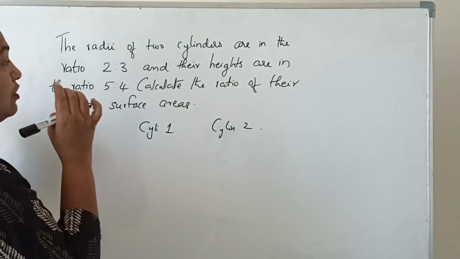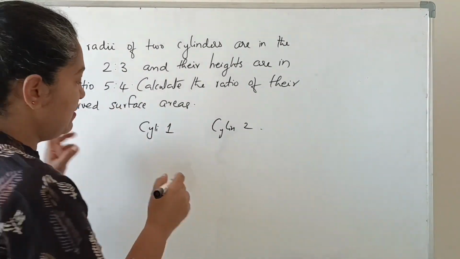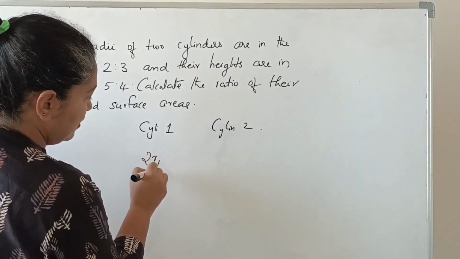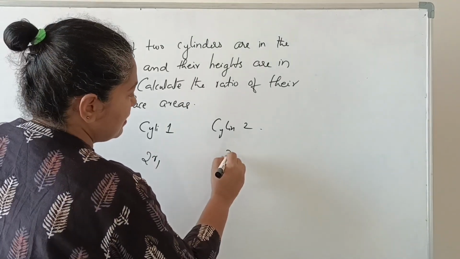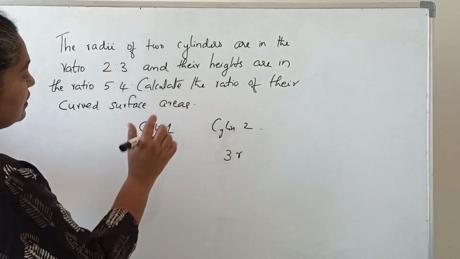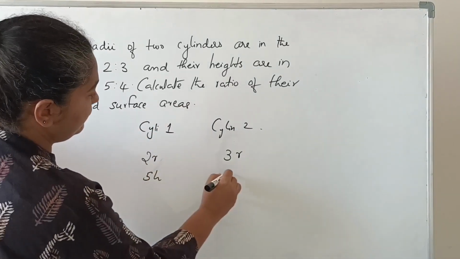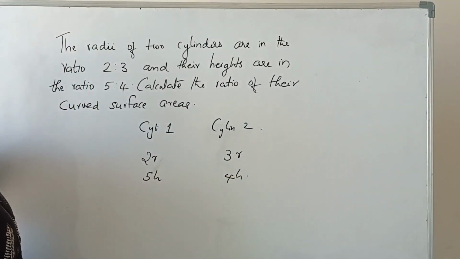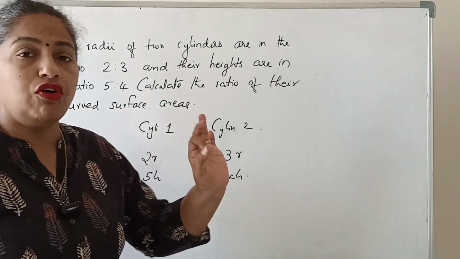Now the radii of the two cylinders are in the ratio 2:3, which means if the first cylinder's radius is 2R, the second cylinder's radius is 3R. Now the heights are in the ratio 5H and 4H. Now we need to find the ratio of the curved surface areas.